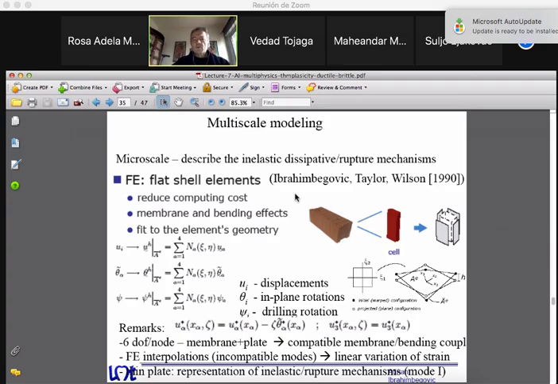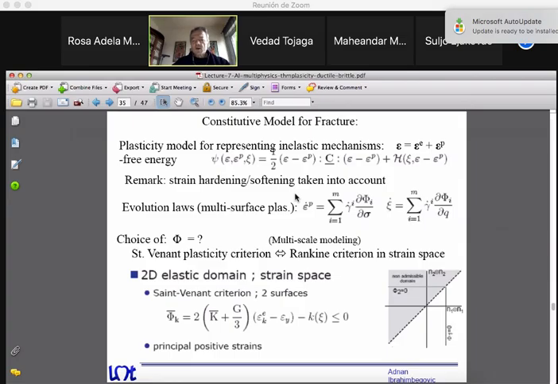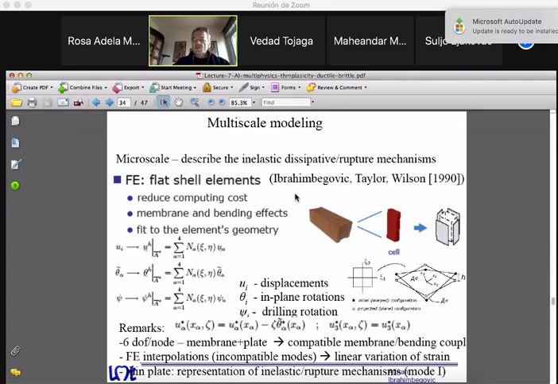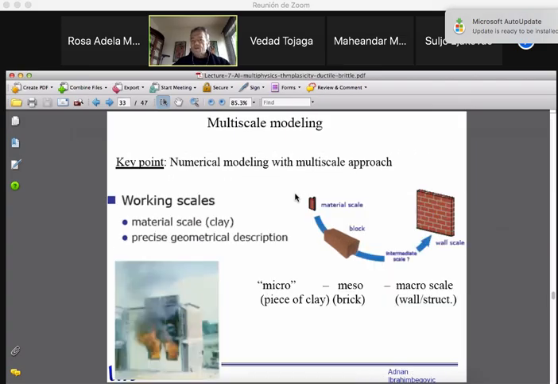In any case, what you want to be able to provide is the typical damage pattern of such a wall. So in order to do that, we go to this material scale. In other words, we check one particular shell element and see what could be the damages inside such an element.